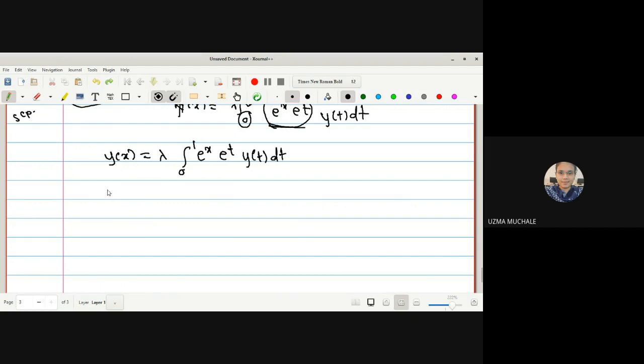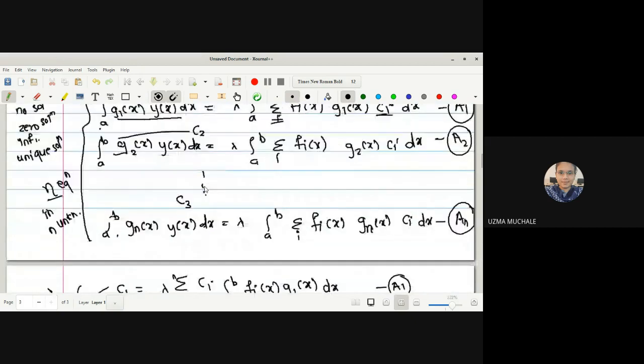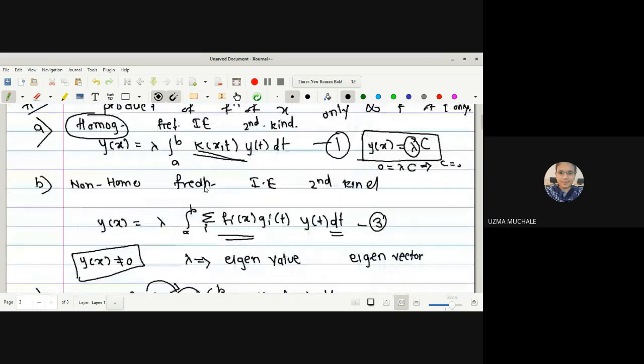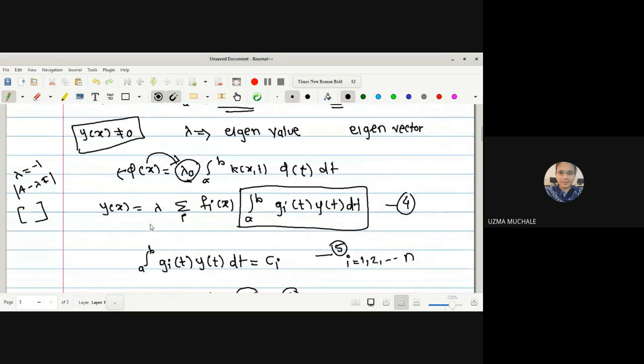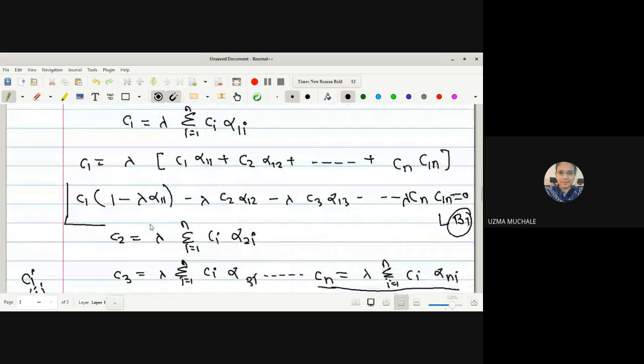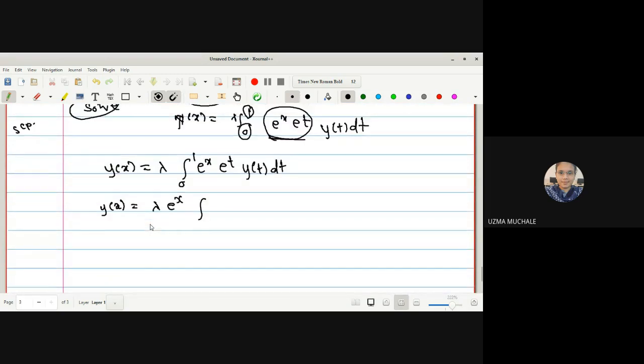After writing this, the next step we have applied in our method is that e raised to x we have taken common. Just like our method, we have taken the common term f of x, because it is independent of integration. Here you can see f of x we have taken common from equation 3, and we have kept just the terms which are with the integration, that is, the terms involving t: e raised to t y of t dt.